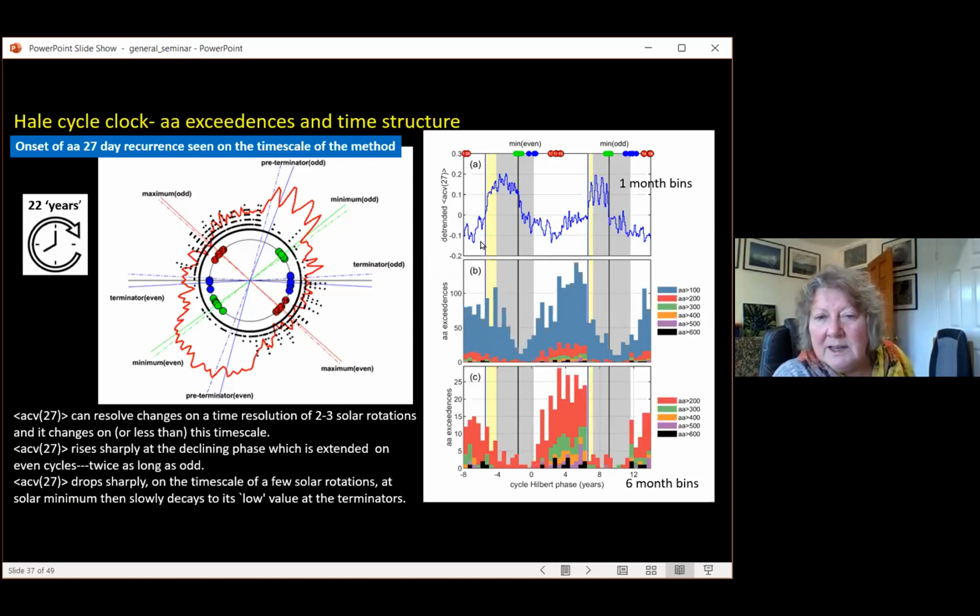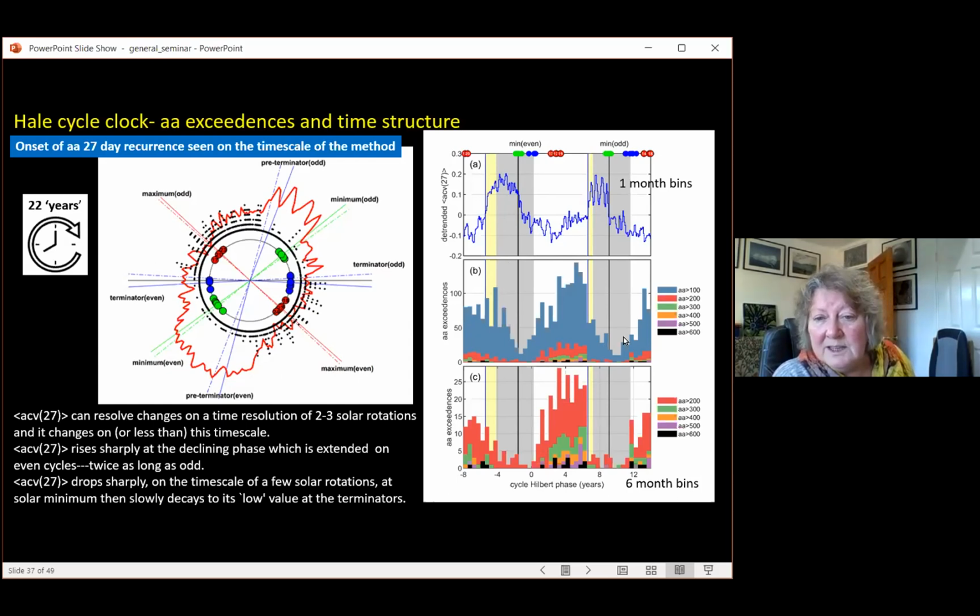Okay, so now I'm lining up the amplitude and the phase information. So this is the binned, detrended, 27-day autocovariance, and you can see here it pops up and goes down, pops up and goes down. These are the minima. Okay, so in both cases it drops at minimum. You can see these are different lengths. So what's really happening is we've got an extended declining phase in even cycles compared to odd.